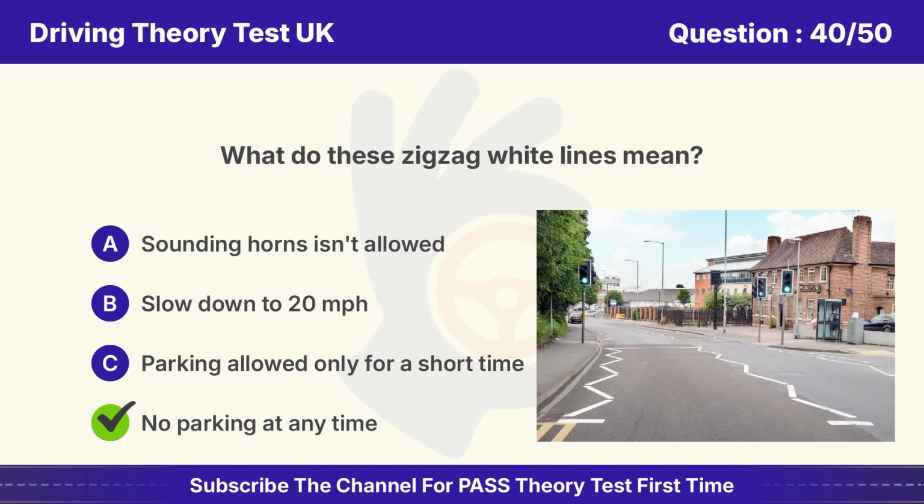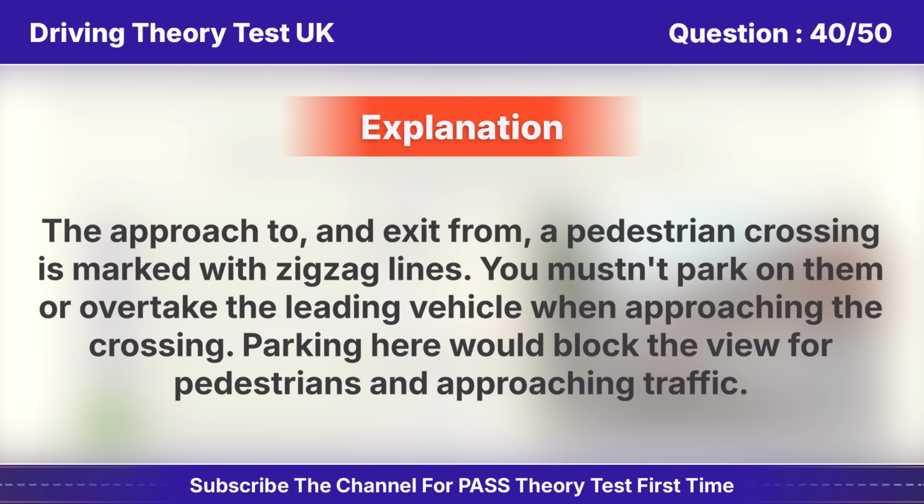Answer is D. No parking at any time. The approach to, and exit from, a pedestrian crossing is marked with zigzag lines. You mustn't park on them or overtake the leading vehicle when approaching the crossing. Parking here would block the view for pedestrians and approaching traffic.